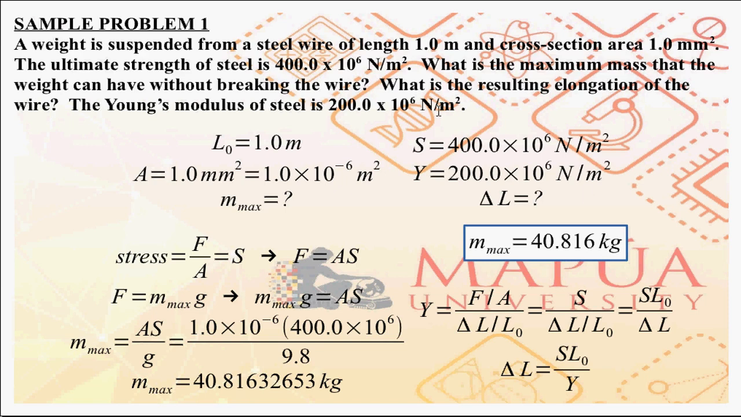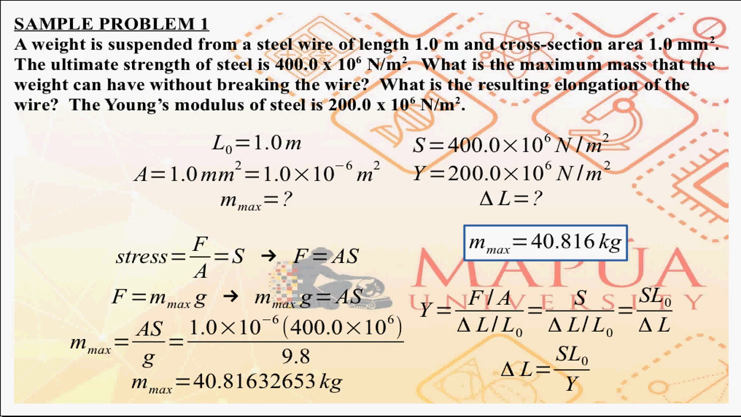Determining the elongation of the wire, this is length deformation, so we use Young's modulus. Young's modulus is equal to stress over strain, which is F over A divided by delta L over L naught. Since the stress is just about to break the wire, stress, F over A, is just equal to the ultimate strength of the wire. So F over A is equal to S. Delta L over L naught, L naught, the denominator of a denominator, will go up to the numerator. So Y is equal to S L naught over delta L.